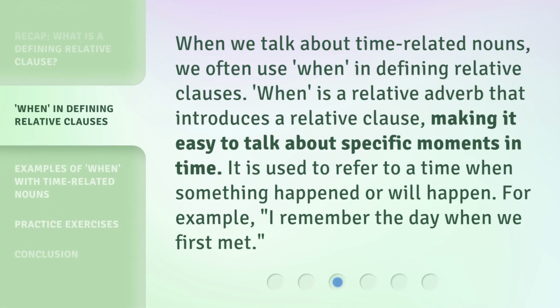When we talk about time-related nouns, we often use when in defining relative clauses. When is a relative adverb that introduces a relative clause, making it easy to talk about specific moments in time. It is used to refer to a time when something happened or will happen. For example, I remember the day when we first met.